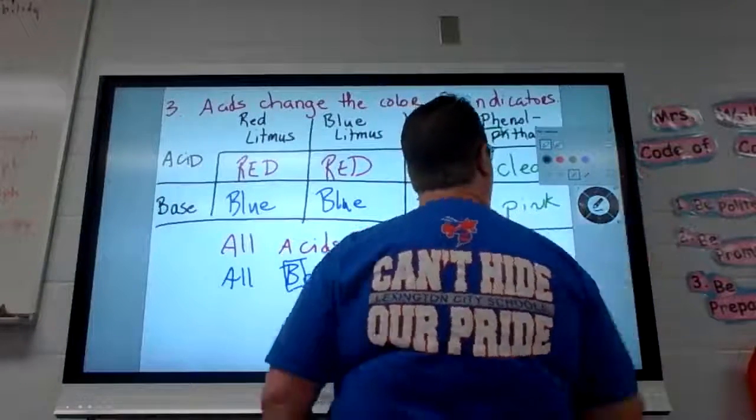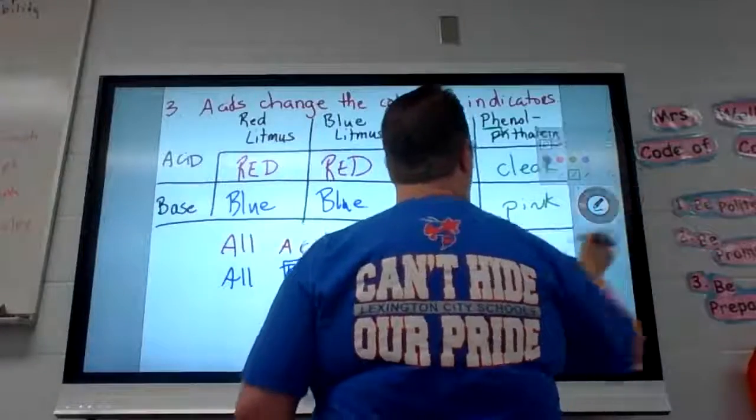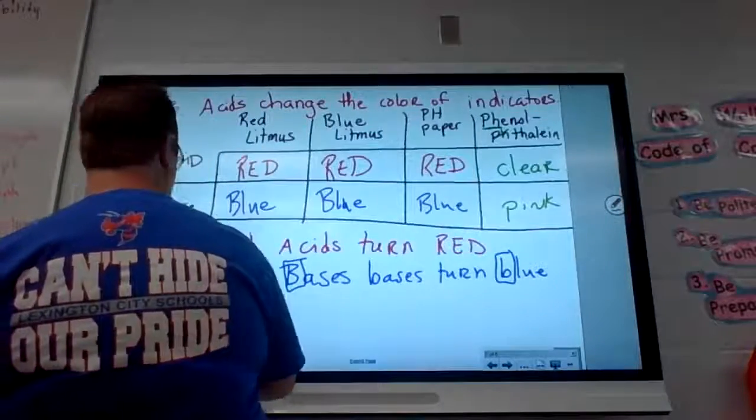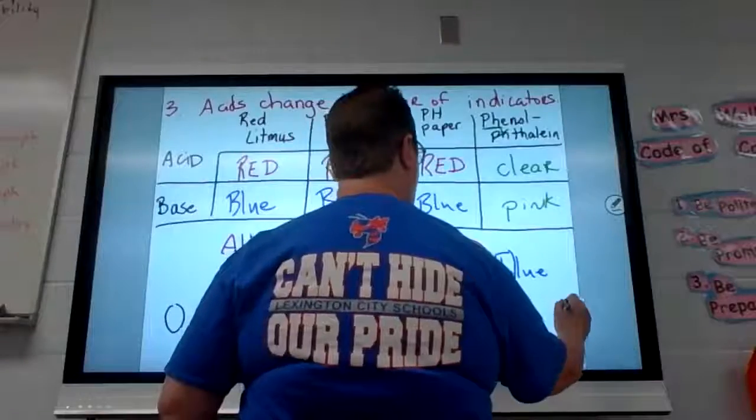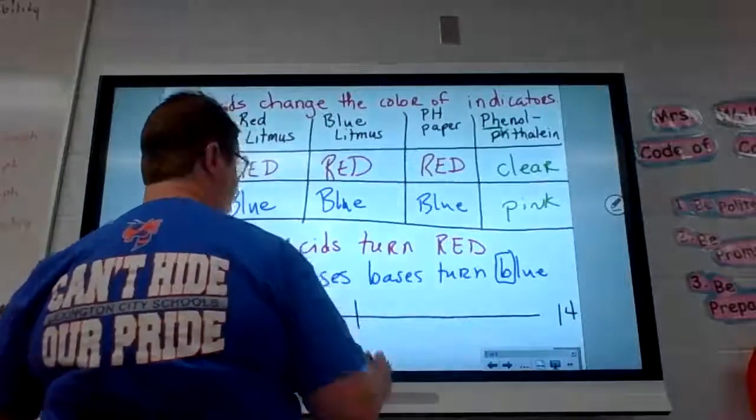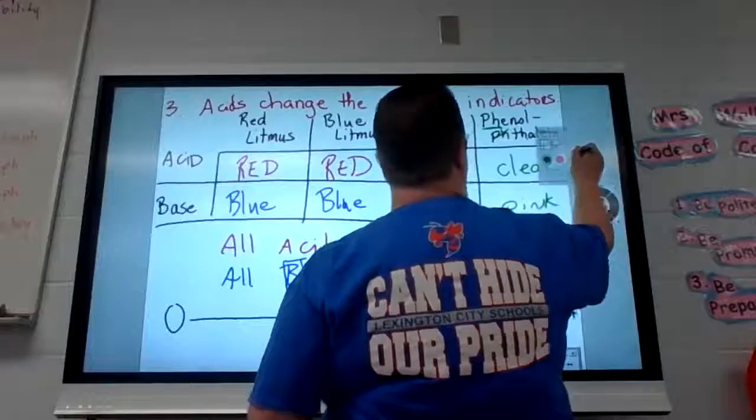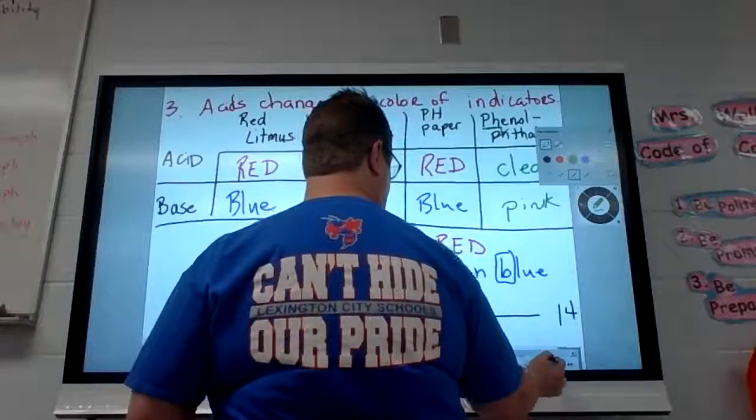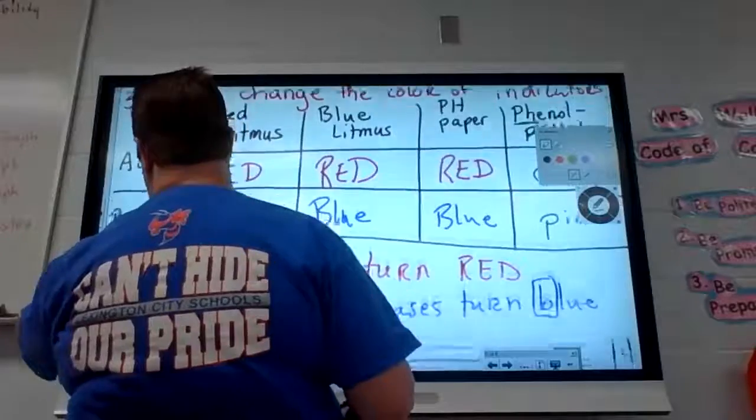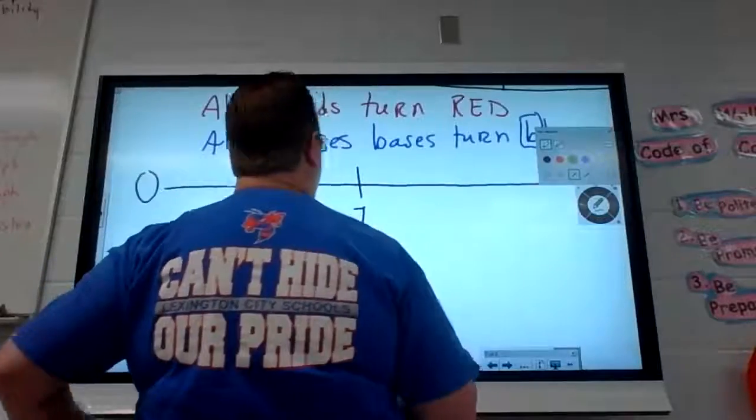Tell me what you remember about the pH scale. 7 is what? The highest. No, 7 is not the highest. There you go. 14 is the highest. Okay. 0 to 7 is.